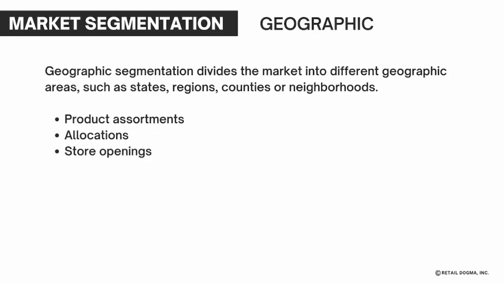Geographic segmentation divides the market into different geographic areas, such as states, regions, counties, or neighborhoods. The company then decides whether it wants to operate in all the areas or specific ones. If it chooses to operate in all the areas, it will need to adjust its product assortments to local variations.